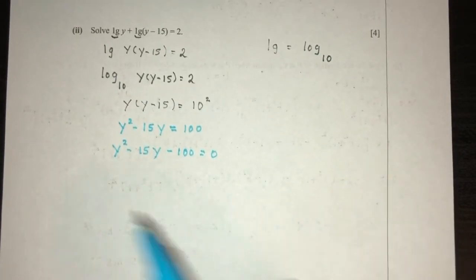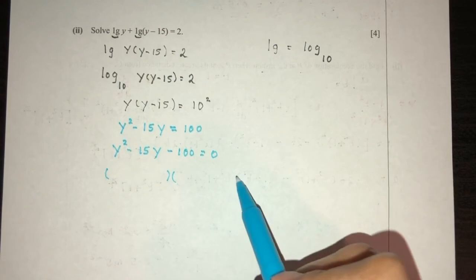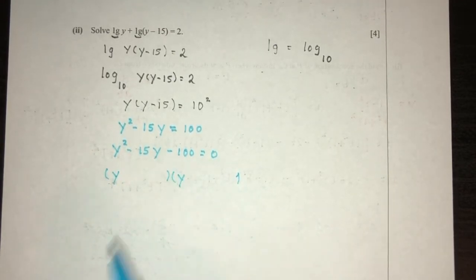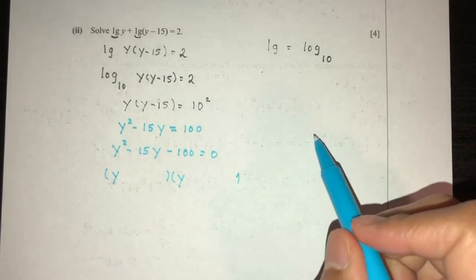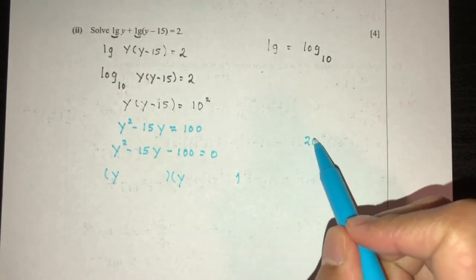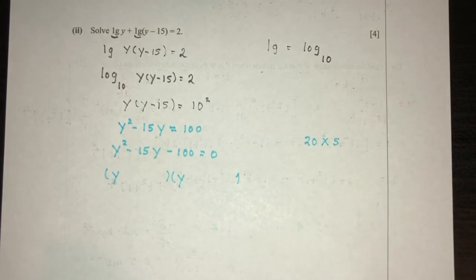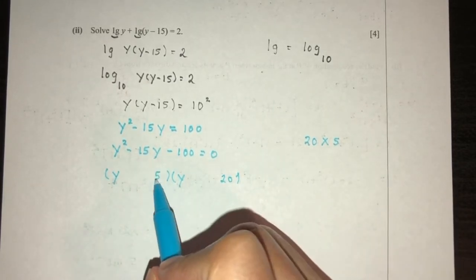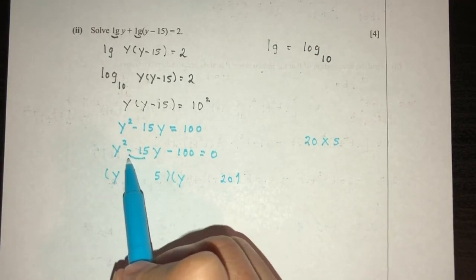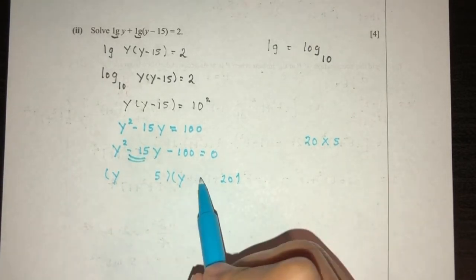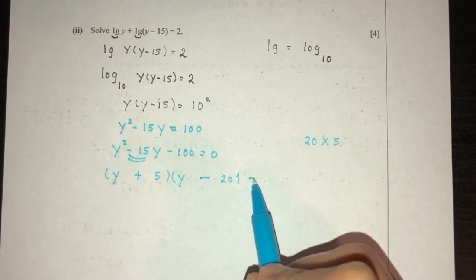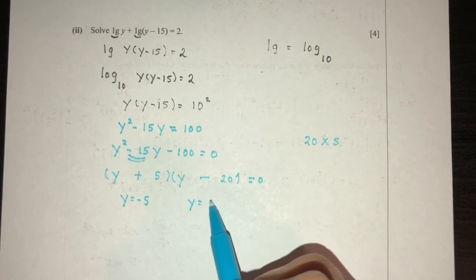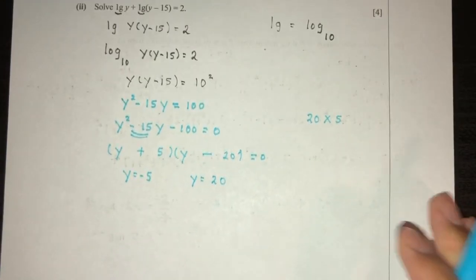Now we can factorize. Let's see what happens. So y squared is y times y. And for 100, what are the factors of 100 that you know? We can do 20 times 5, right? It will be 100. So let's use that. 20 times 5, and we need minus 15. So to get minus 15, we need minus 20 and plus 5. So y will be minus 5, y will be 20. So these will be the values of y.